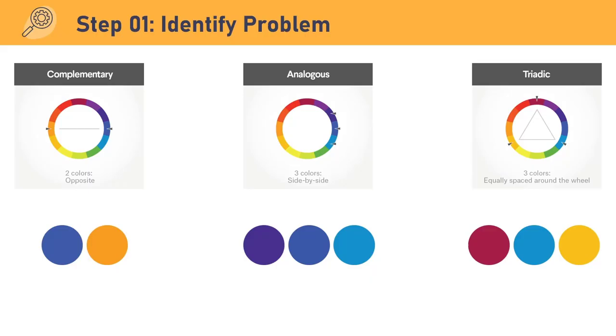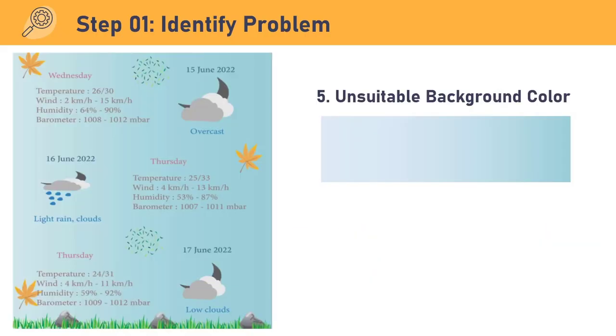The fifth problem is unsuitable background color. For an infographic, it's not suitable to use a gradient style of color unless your data is very clean and organized. Then you can use it. But most professional designers try to avoid using a gradient because you need to think about two colors involved as the background and the color that's suitable for the foreground or the subject.